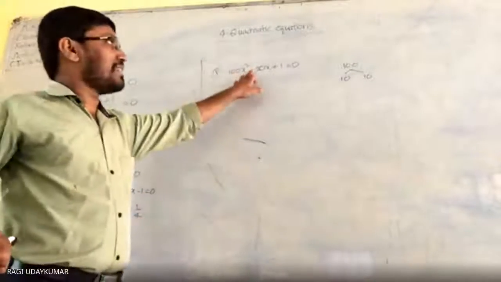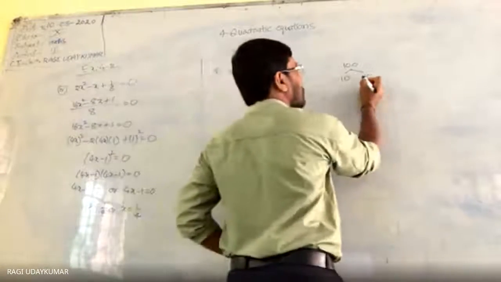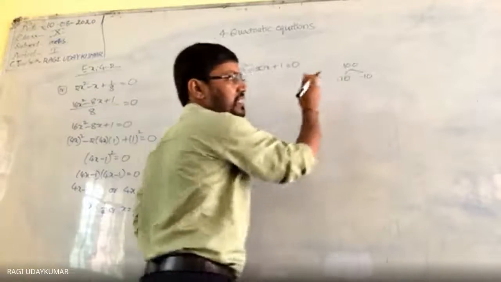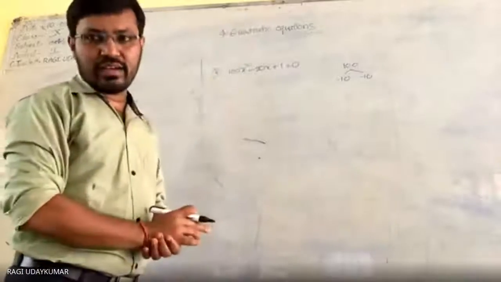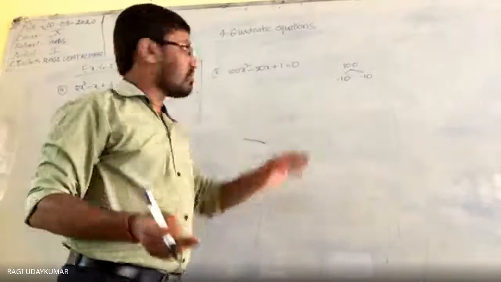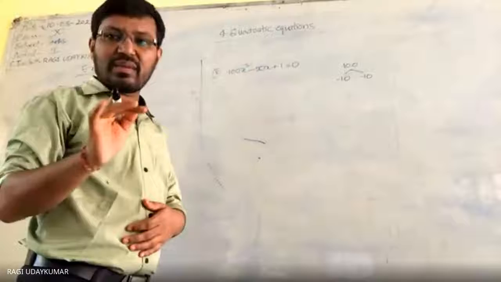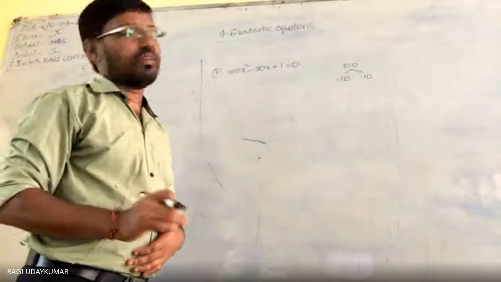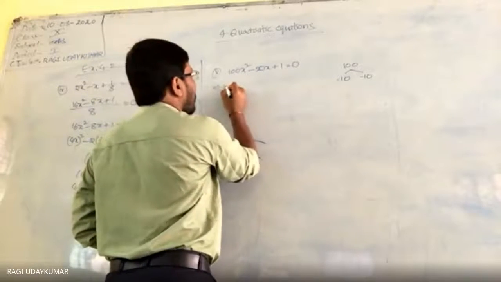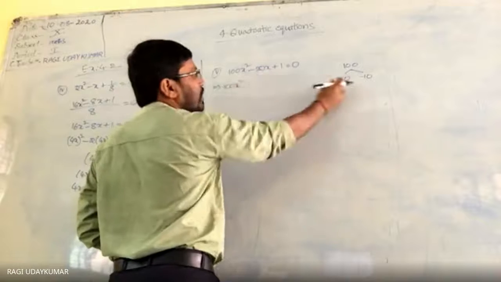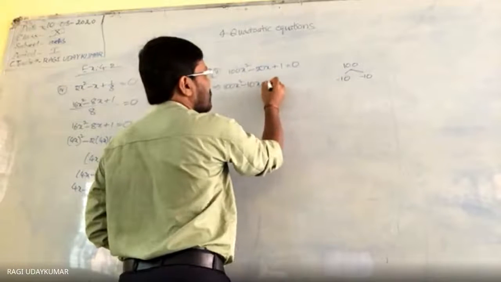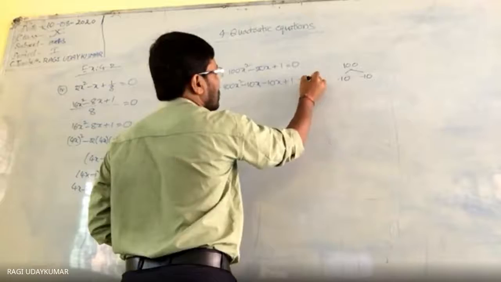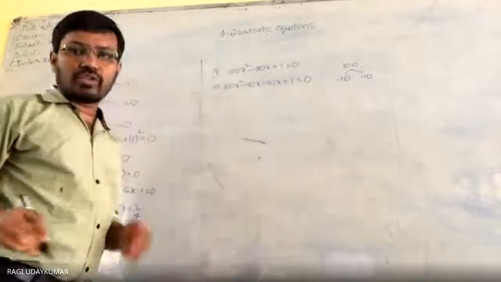As you are having minus, both will be taken as minus, because minus 10 into minus 10 will be equal to plus 100, and minus 10 and minus 10 will be equal to minus 20. That is the main thing you need to observe. So now what do you get here? 100x square, split it: minus 10x minus 10x plus 1 is equal to 0. You have to split like this.